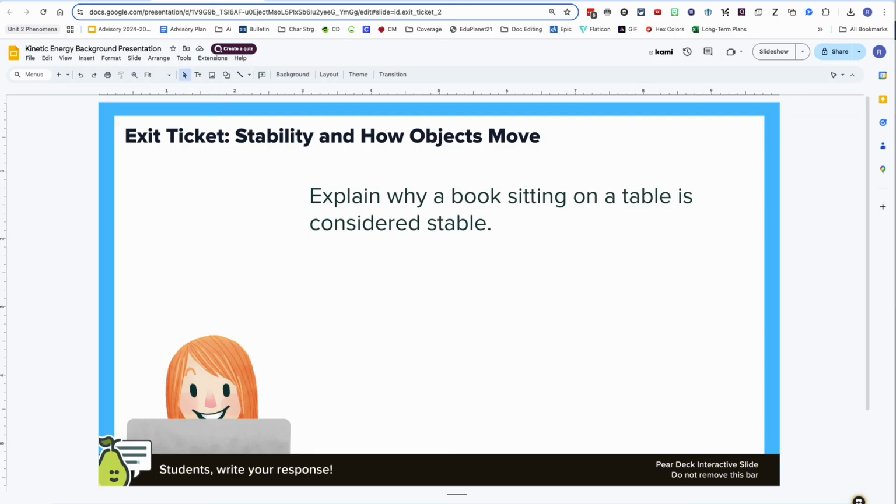Exit ticket. Stability and how objects move. Explain why a book sitting on a table is considered stable.